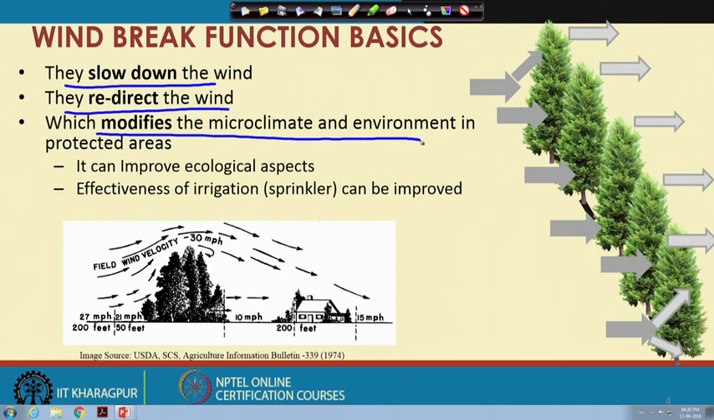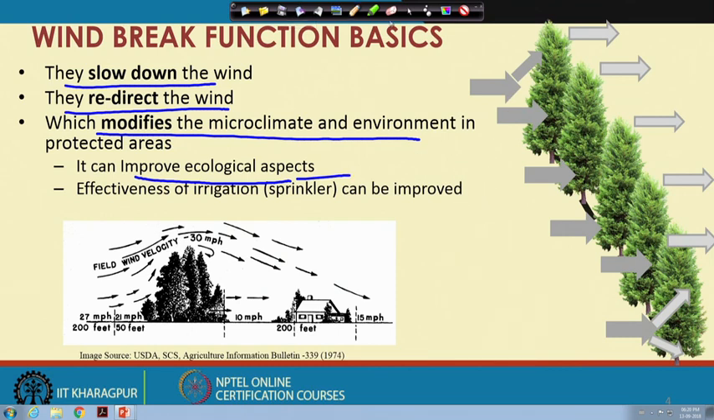Modification in microclimate or environment may sometimes be favorable or not favorable, but we have to design the windbreak in such a way that we get maximum benefit from this. This modification in microclimate can improve the ecological aspects and enhance the biodiversity of that region, or it can help when we use some irrigation method such as sprinkler, which does not require a very high wind speed.